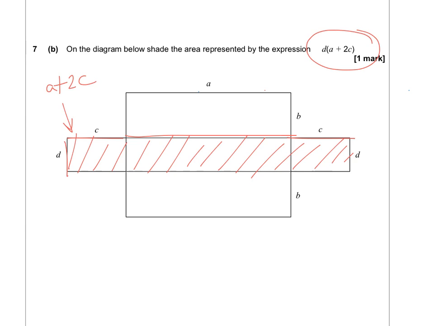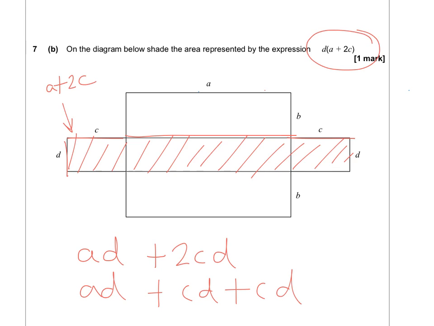An alternative way of doing this would be to expand the brackets, and you find AD plus 2CD, which is the same as AD plus CD plus CD, and then find each individual area corresponding to these three terms.